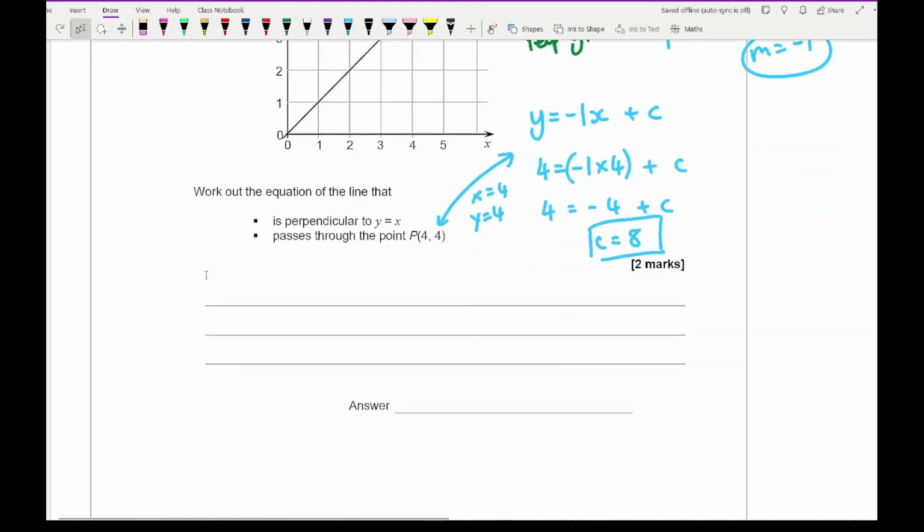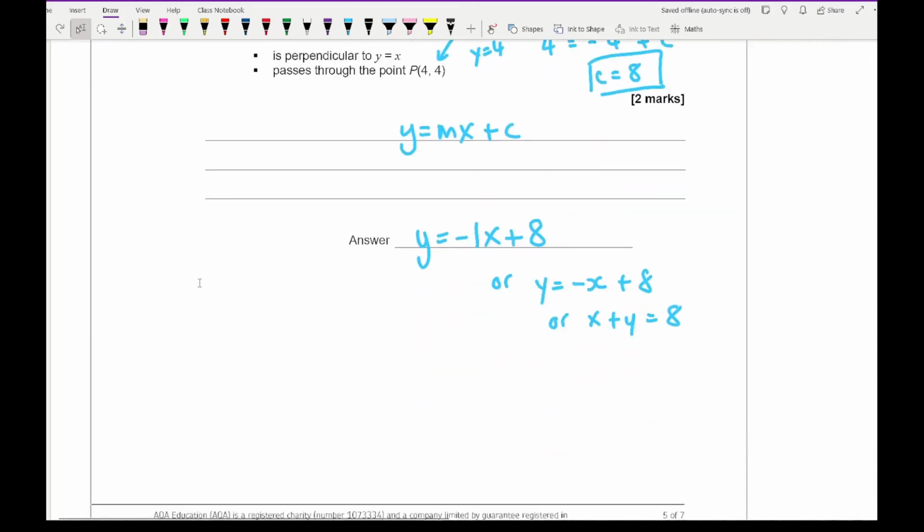So we then just need to write down the equation of the line of y equals mx plus c. So we've got y equals minus 1x plus 8. Or you could write it as y equals minus x plus 8. Or you could write it as x plus y equals 8. So any of those would be absolutely fine for the full marks.